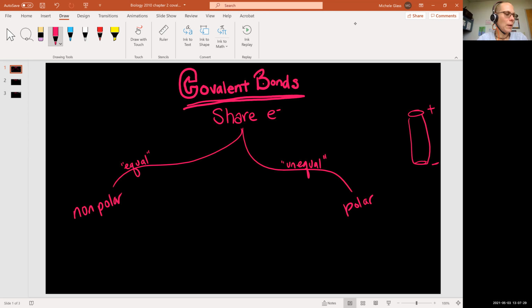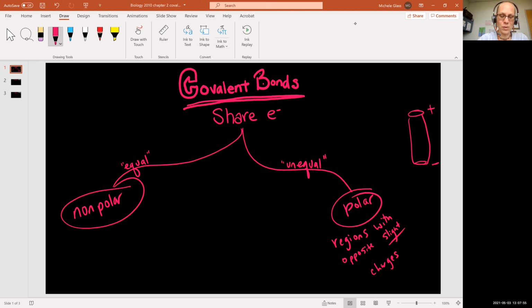So in the case of the polar, we're going to see that you have regions with opposite charges, and we're going to call them slight charges because there will be some sharing of those electrons. And when we talk about a nonpolar molecule, that means it's the same all the way around. There's no top, no bottom, there's no positive end and negative end. And so here we can think about it as being balanced across.